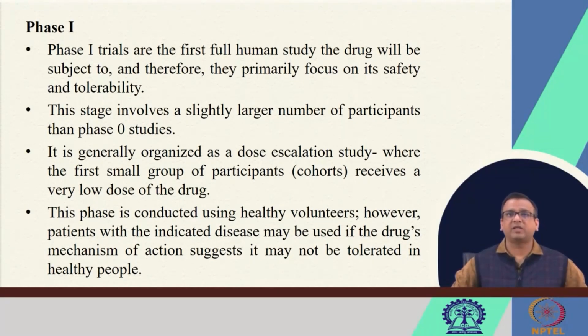It is generally organized as a dose escalation study where the first small group of participants, cohorts, receives a very low dose of the drug. This phase is conducted using healthy volunteers. They are completely healthy. However, patients with the indicated disease may be used if the drug's mechanism of action suggests it may not be tolerated in healthy people.